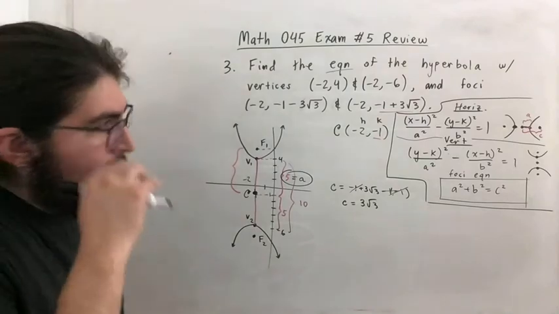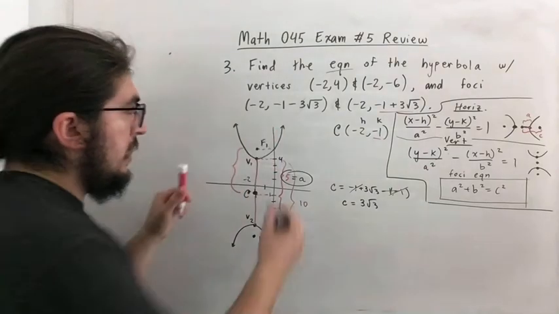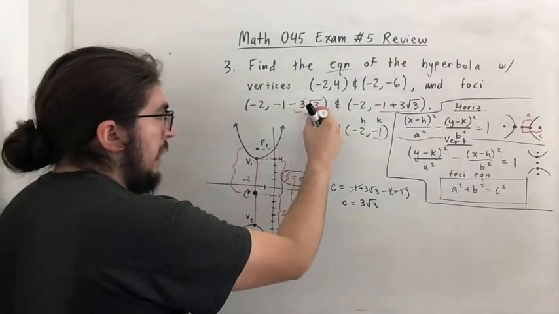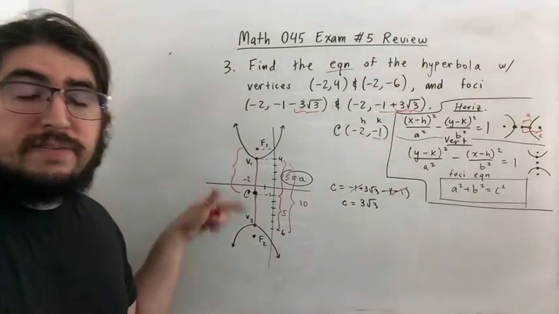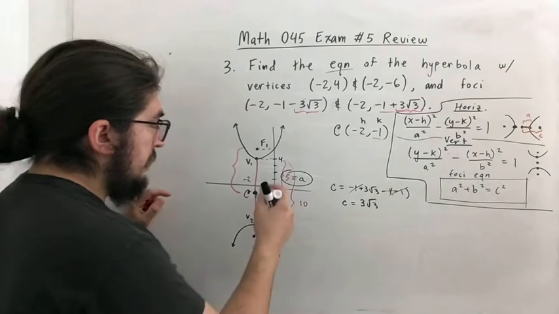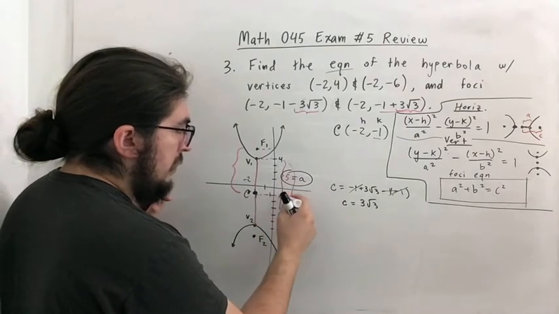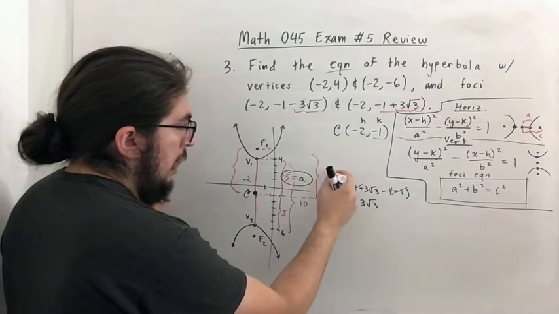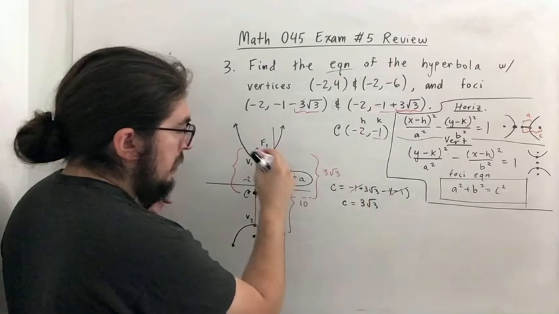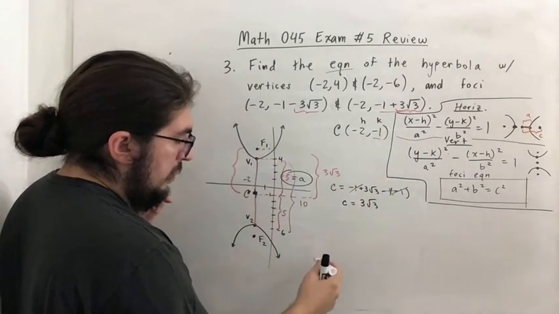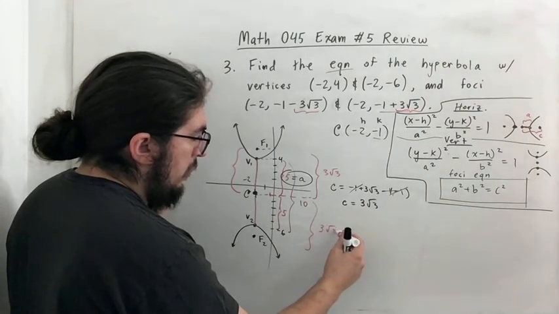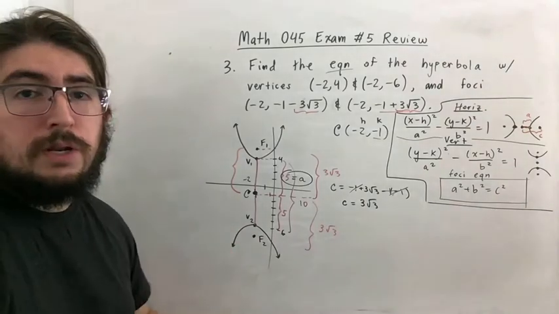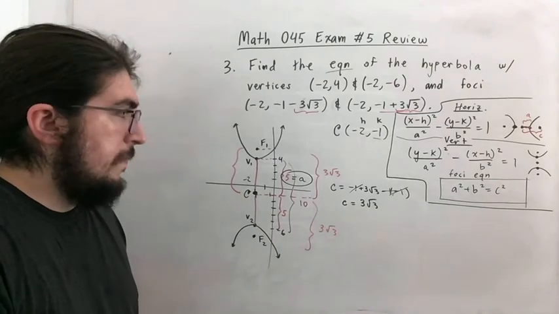How I was able to spot that at the beginning is to notice that really what we're doing is taking away an amount and adding an amount here from this common point, negative 2, negative 1. So if you were to go from this y value of the center up 3 radical 3, you get to this focus above. And if you were to travel 3 radical 3 below from the center, you get to this focus below. So that's kind of interesting.